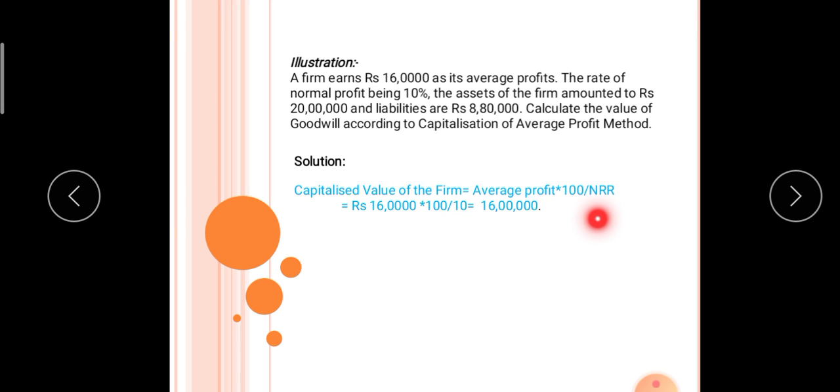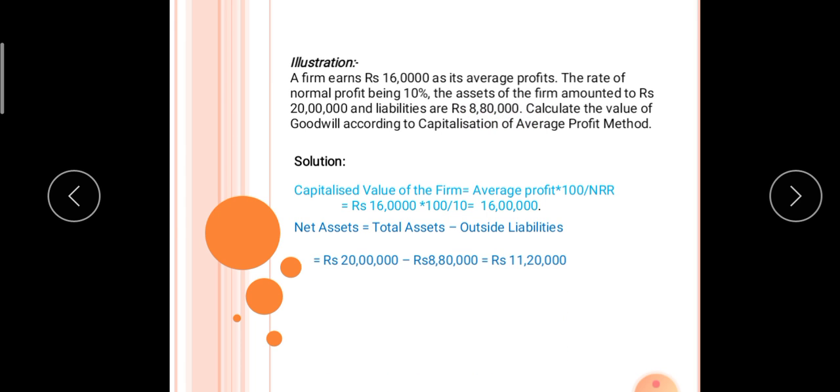Now what will be the second step? We have to find out the capital employed or the net assets. What will be the formula for that? Assets are given and liabilities are also given. So to calculate capital employed or net assets, the formula will be total assets minus outsider liabilities. Total assets is 20 lakh rupees and outsider liability is 8,80,000 rupees. So net assets or capital employed will be 11,20,000 rupees. We have calculated capitalized value of the firm. We have calculated capital employed or net assets.